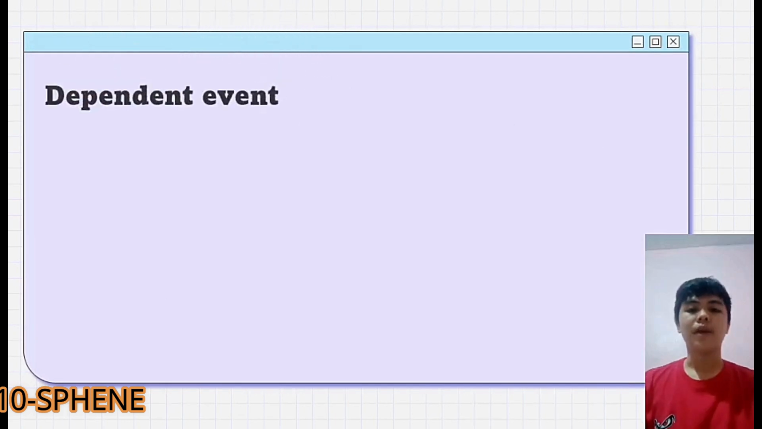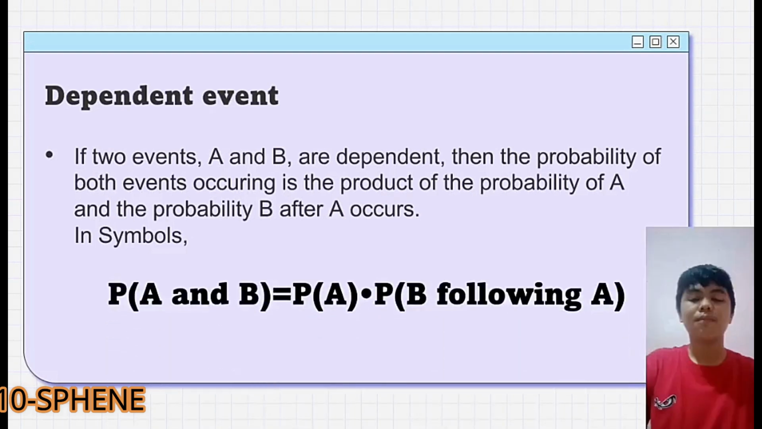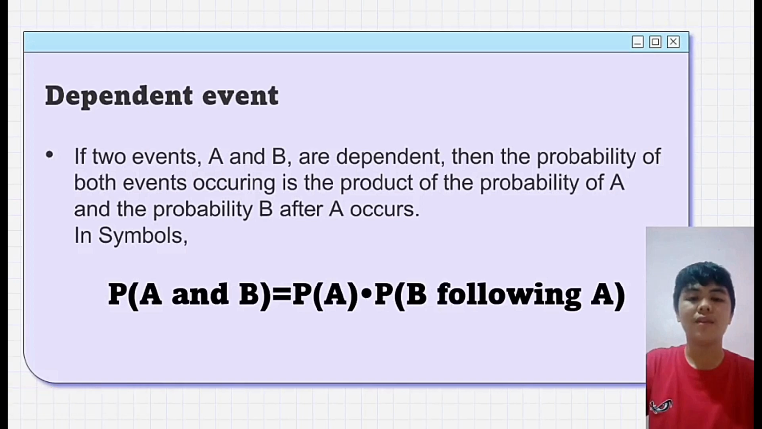Let's proceed to dependent events. If two events A and B are dependent, then the probability of both events occurring is the product of the probability of A and probability of B after A occurs. In symbol, probability of A and B is equal to probability of A multiplied to probability of B following A.